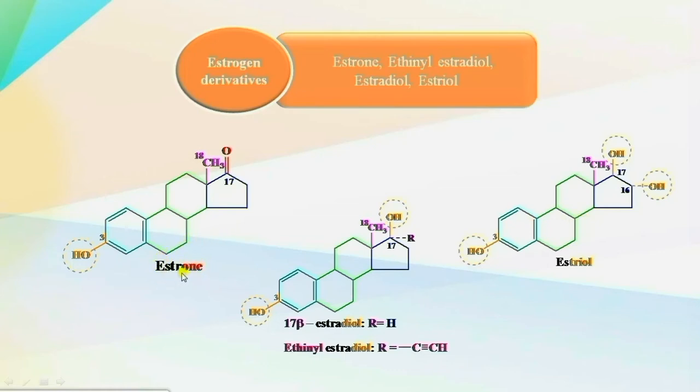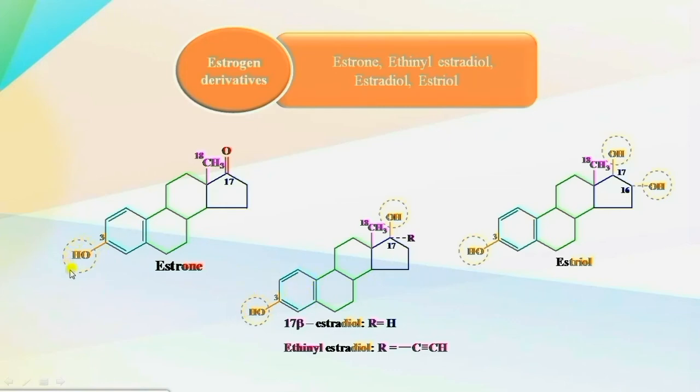In estrone, one is a suffix, so in this structure a ketonic function is present. A ring, this first ring, is a completely unsaturated ring, or you can consider this ring a benzene ring. In all the structures of estrogen derivatives, you will find the A ring is a benzene ring.